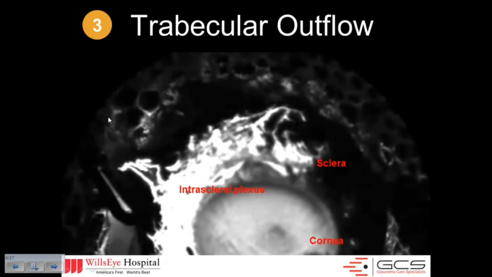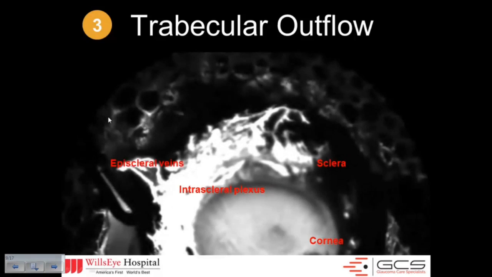This big blob of vessels here is called the intrascleral plexus. Eventually, they coalesce into what we call episcleral veins. And from the veins, it enters back into our circulatory system.